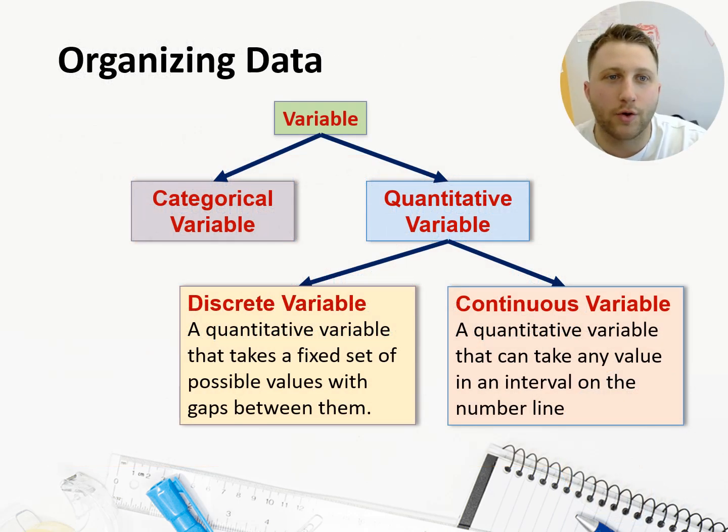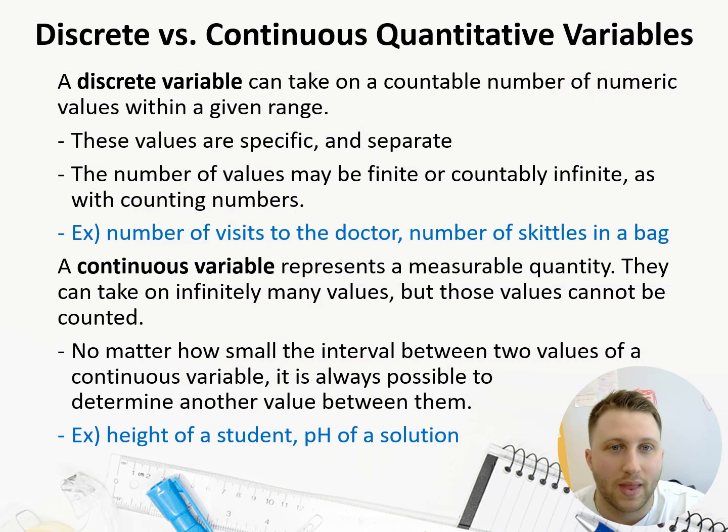Back to our chart where we're breaking down variables into categorical and quantitative, we now learn that we can further break down quantitative variables into discrete and continuous. And again, a discrete variable is a quantitative variable that takes a fixed number of possibilities with gaps between them, and a continuous variable is a quantitative variable that can take any value in an interval on the number line, on some portion of the number line, we should say. Okay.